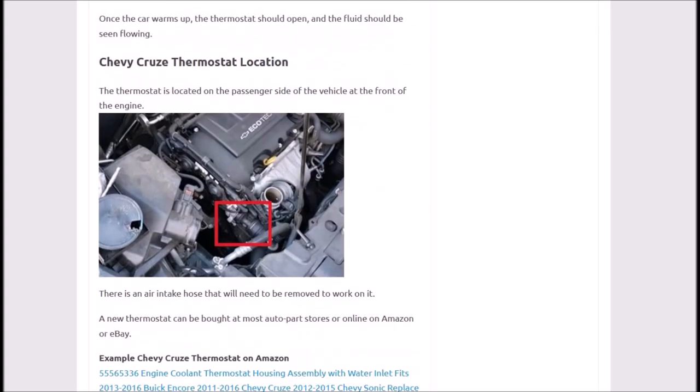And so where's the location of the thermostat on the Cruze? Well, it's right on the top of the engine. It'll be right to the left, right directly behind the radiator, as you can see in this image.